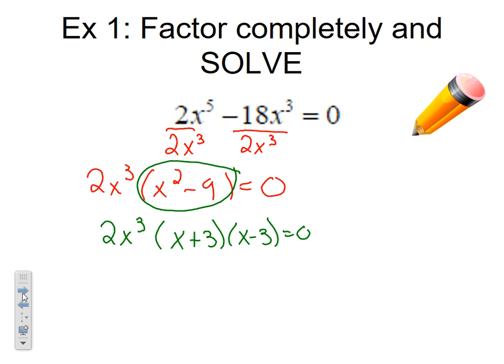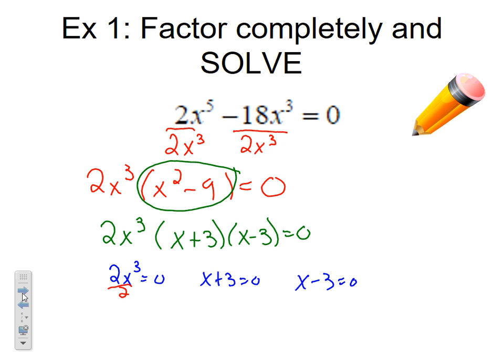Now, once I get here, I can't factor any further. I need to set all of these things equal to 0. So I'm going to have 3 different problems to solve for my variable. I have 2x cubed equals 0, x plus 3 equals 0, and x minus 3 equals 0. I'm just going to go through and solve each one of these.